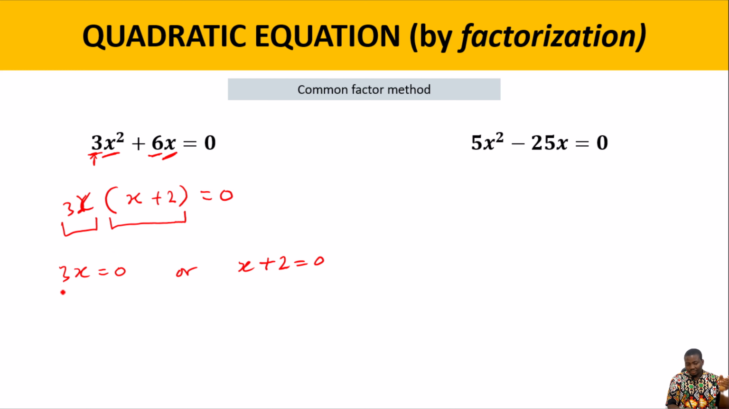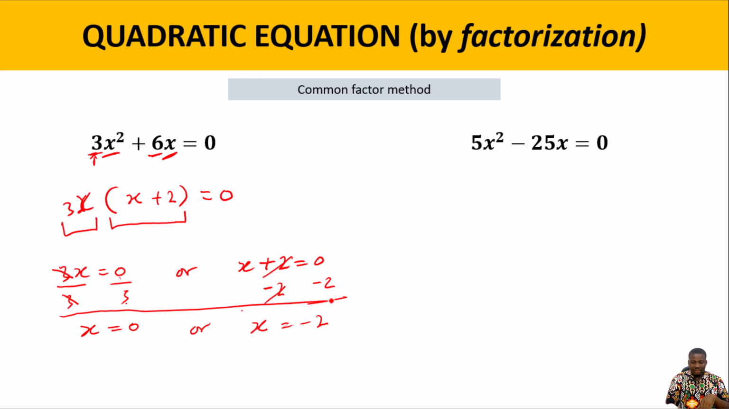Now, if 3x equals 0, we can divide both sides by 3 so that x can stay alone, because 3 is the coefficient of x. Then 3 divided by 3, you have x. 0 divided by 3, you have 0. So x can be 0. Another thing is that here, this is a one-step equation. We can subtract 2 from both sides. Plus 2 minus 2 is 0, and 0 minus 2 equals minus 2. So x is either 0 or x is minus 2.